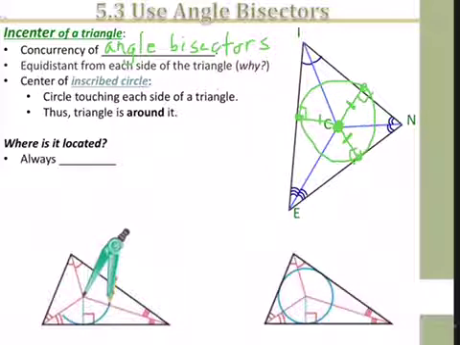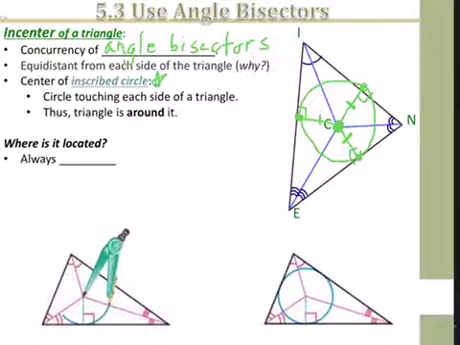And that's called an inscribed circle. A circle is inscribed inside of this triangle. An inscribed circle is defined as a circle touching each side of a triangle. Fine. Thus the triangle is rounded. That's kind of how it's different from a circumscribed circle. For an inscribed circle, the circle is inside of the triangle. The circumscribed circle is outside of it, as far as where it's located.